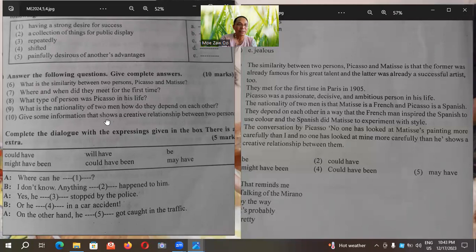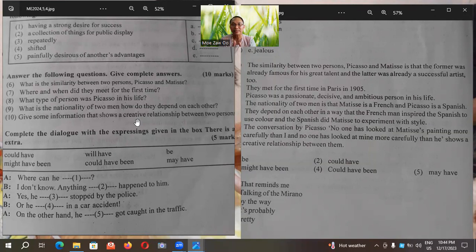Number 7. Where and when did they meet for the first time? They met for the first time in Paris in 1905. Number 8. What type of person was Picasso in his life? Picasso was a passionate, decisive, and ambitious person in his life.